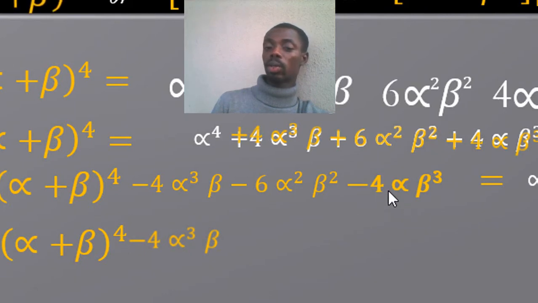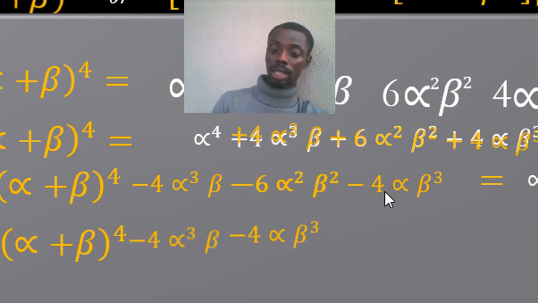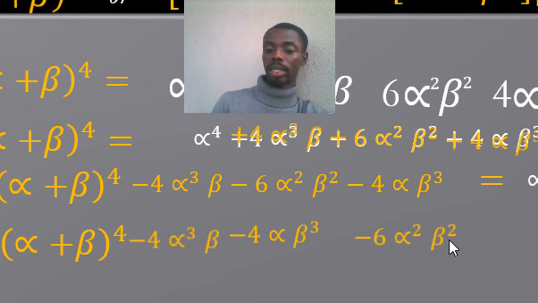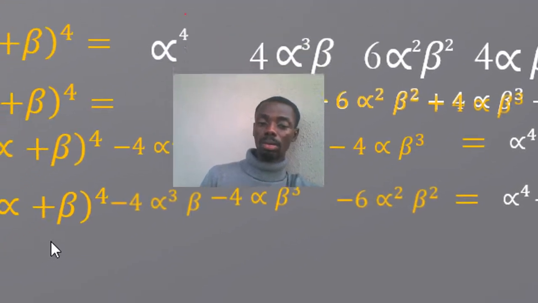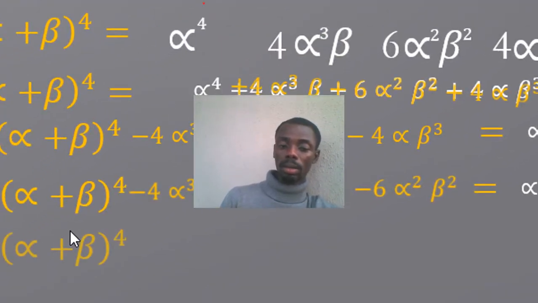So let's bring them together for the sake of factorization. It will help us factorize easier and faster. That is the sake of bringing them together. So I'm having minus 6 alpha squared beta squared separately here. Then equality sign and everything on the right hand side. Okay. Now alpha plus beta raised to the power of 4.